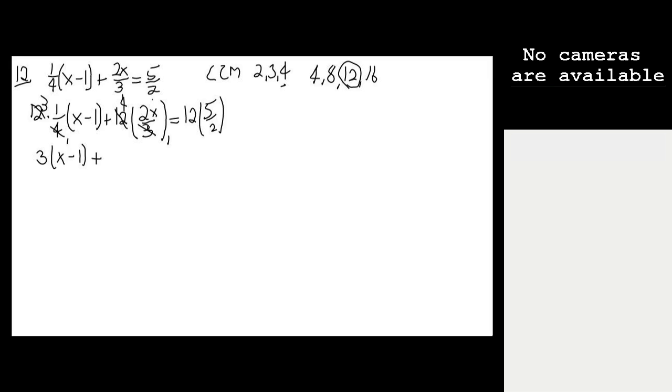So now all I need to do is multiply this out. 3 times x will give me 3x minus 3, plus 8x is equal to 30. So now I can put the 8x and the 3x together. 3x and 8x is 11x, minus 3, is equal to 30. Now when I add 3 to both sides, I will end up with 11x minus 3 plus 3 is 0, and 30 plus 3 is 33.